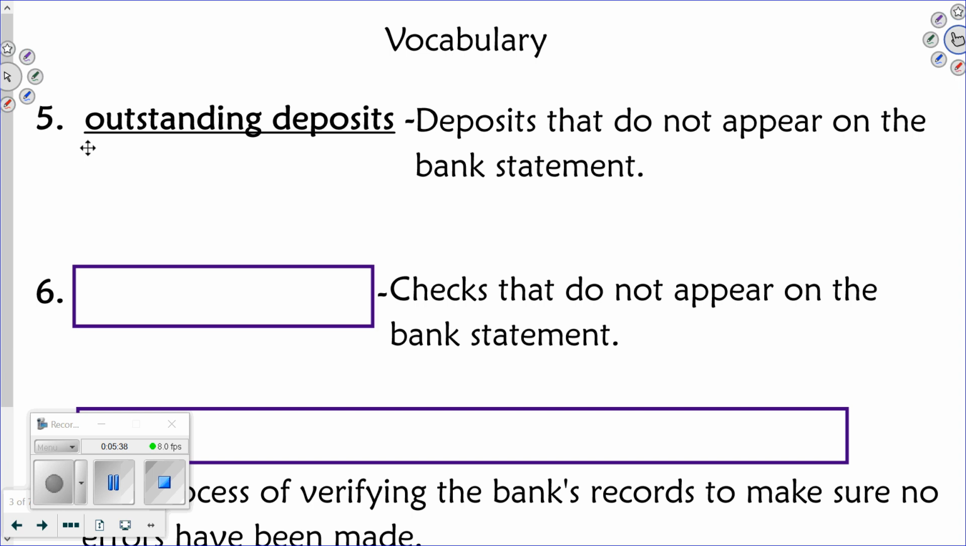All right, number 5, outstanding deposits. These are deposits that you made that don't appear on your bank statement. So if it's outstanding, it doesn't mean it's amazing and wonderful. Not that kind of outstanding. It just means it hasn't gone through the bank yet. So it's like standing outside, right? It hasn't gone in the bank yet.